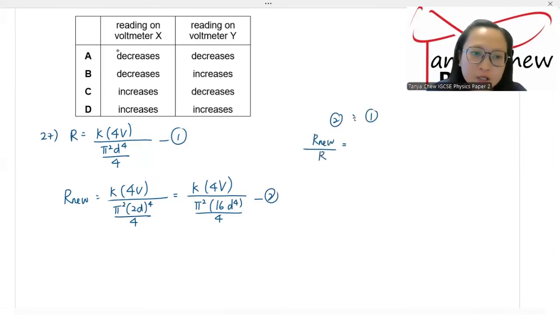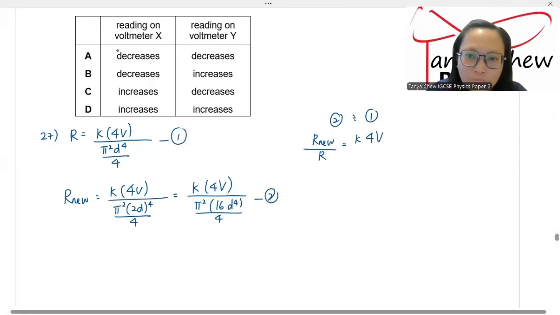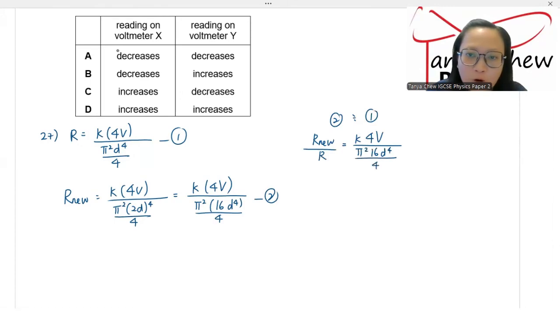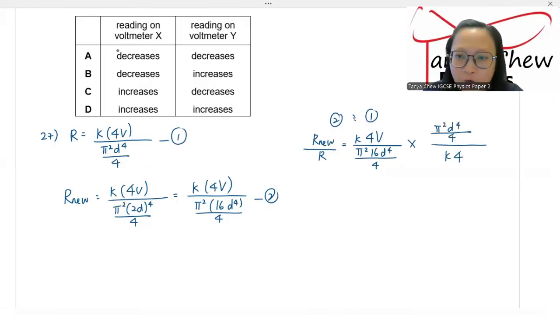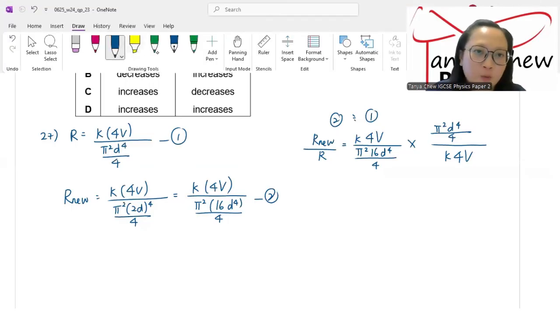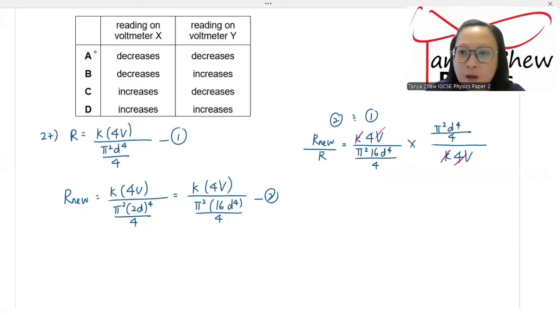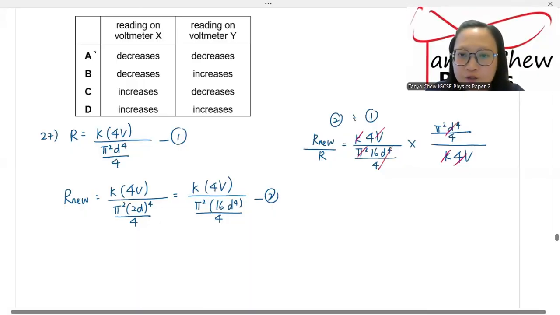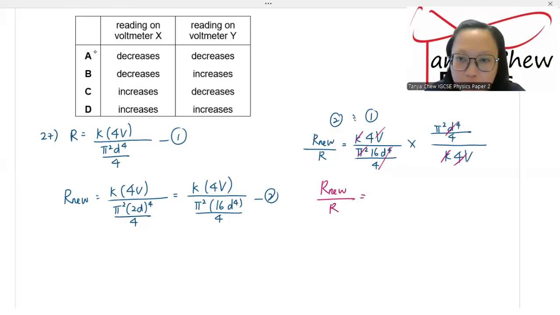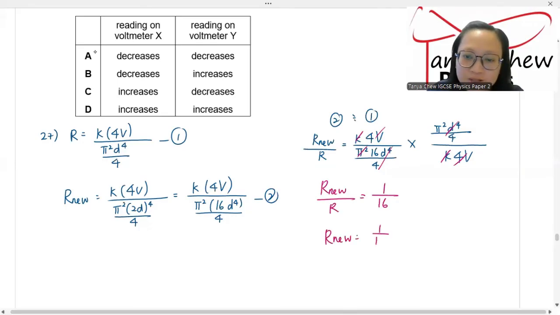The new R over R is equal to k 4V over pi square 16d to the power of 4 over 4, and I straight away invert that. Pi square d to the power of 4 over 4 divided by k 4V. You know what? This is my favorite part. When I try to simplify everything, k and k cancel, 4V and 4V cancel, pi d square over 4, pi d square over 4 cancel. So you have new R over the R value is equal to 1 over 16. So the new R is equal to 1 over 16 times R.